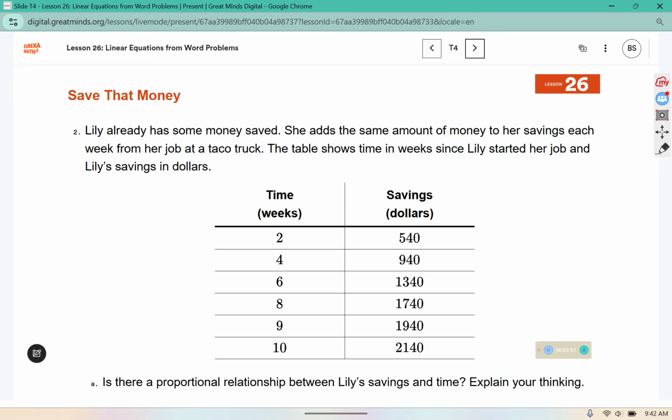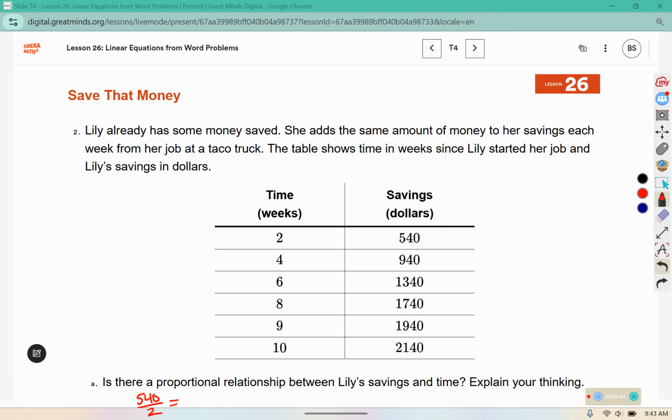Lily already has some money saved. She adds the same amount of money to her savings each week from her job at a taco truck. The table shows time in weeks since Lily started working her job, and Lily's savings in dollars. Is there a proportional relationship between Lily's savings and time? Explain your thinking. The way that we could determine if it's proportional is dividing the y value by the x value.